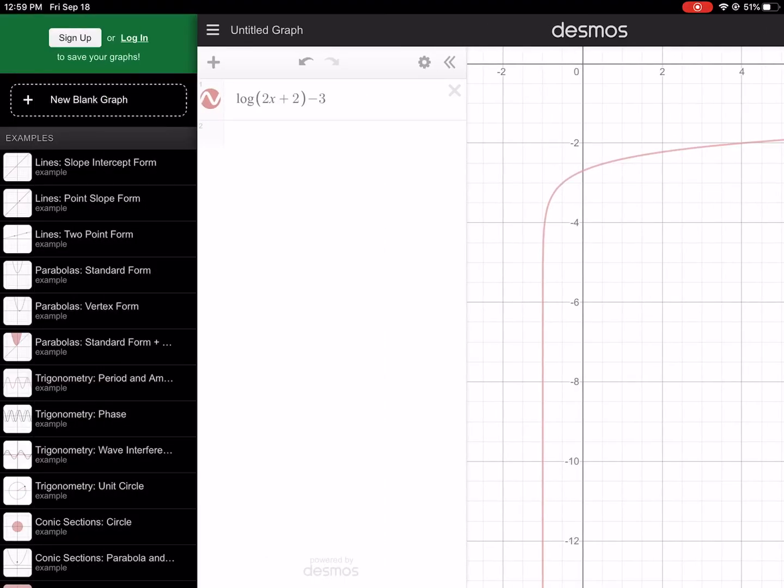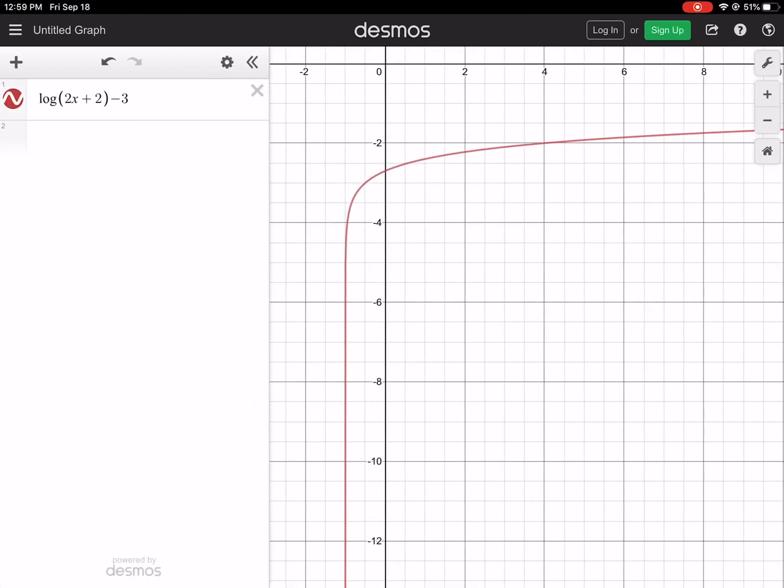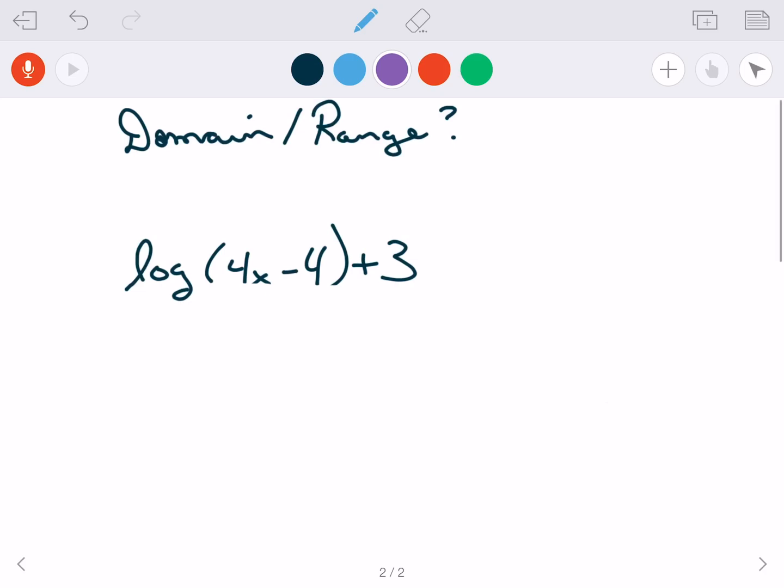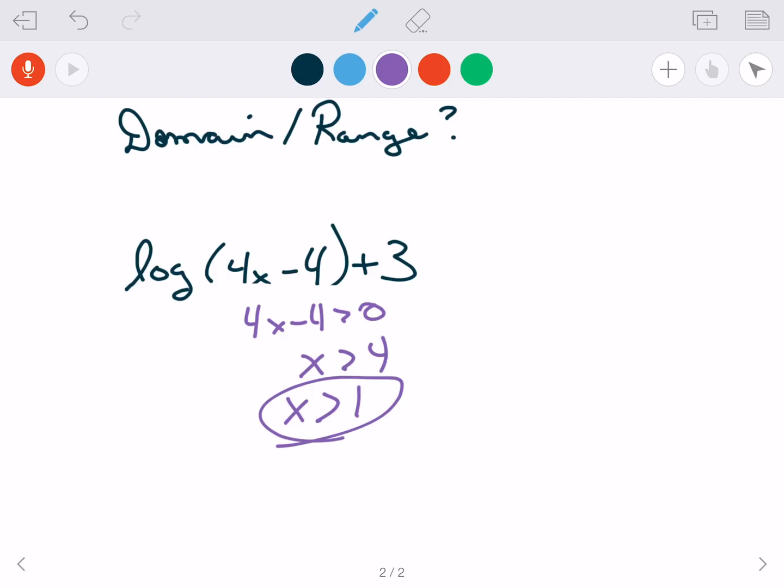So I'm going to do one more with you. It should be pretty easy, I think, straight up for you. And then let's go back and do this one. So again, 4x minus 4 is greater than 0. So 4x is greater than 4. So x is greater than 1. So that's your domain, 1 to infinity if it was in interval notation. And you got it. Your range is going to be always all real numbers for logs.